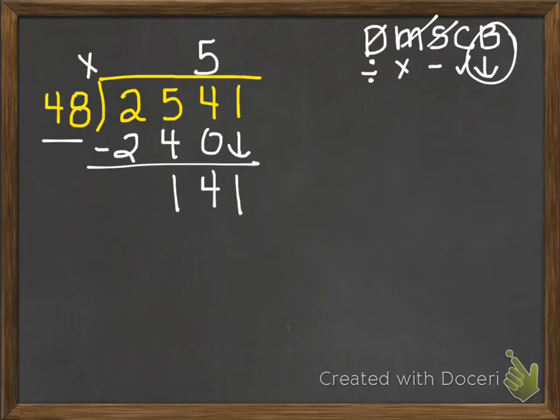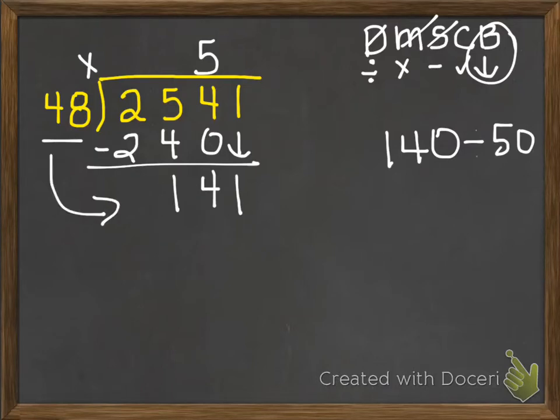Now back to estimating. 140 divided by 50, that would be about, if I say 3 times, 3 would be 150, which would be too much. So I am going to say this is going to be divided by 2. So 48 will go into 141 2 times. Now I'm going to multiply 2 times 48.